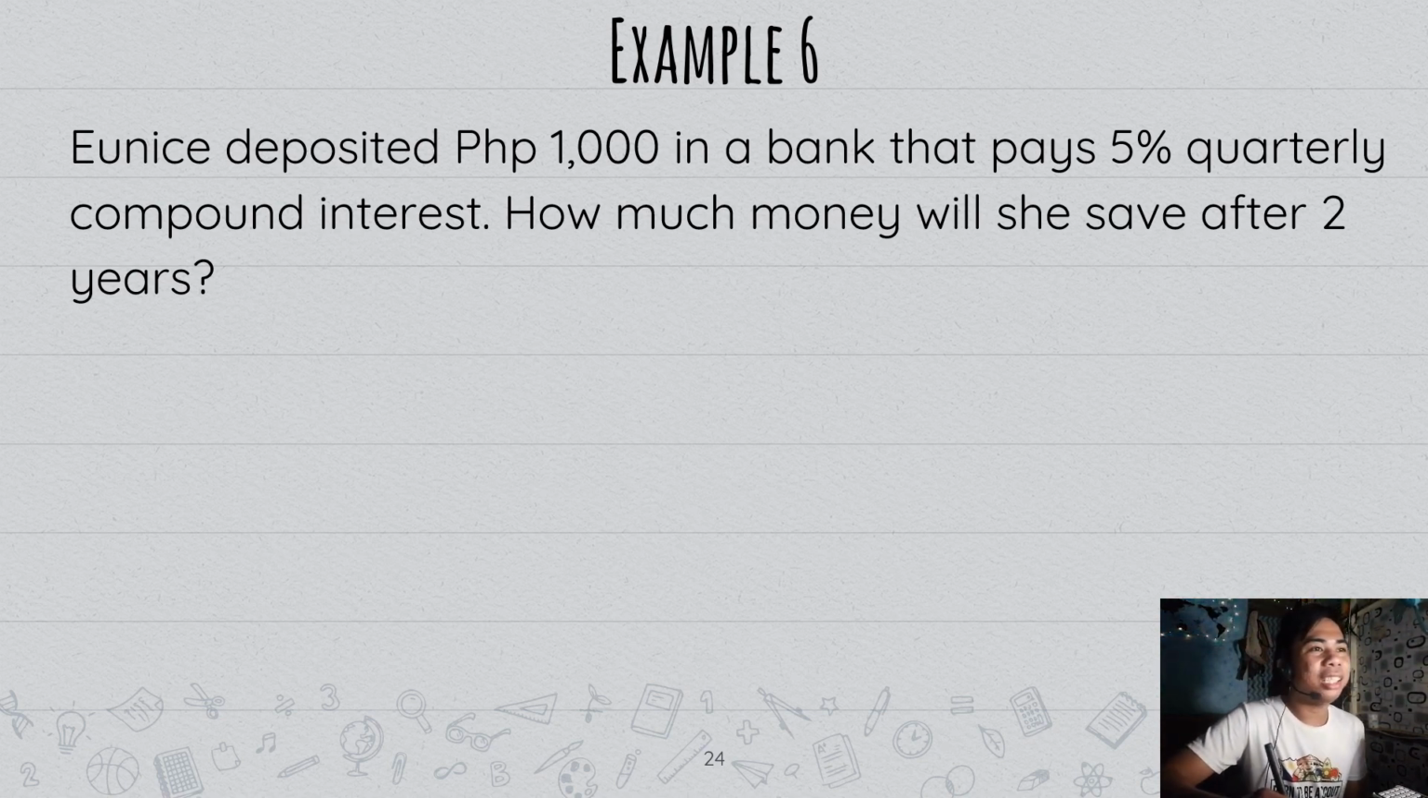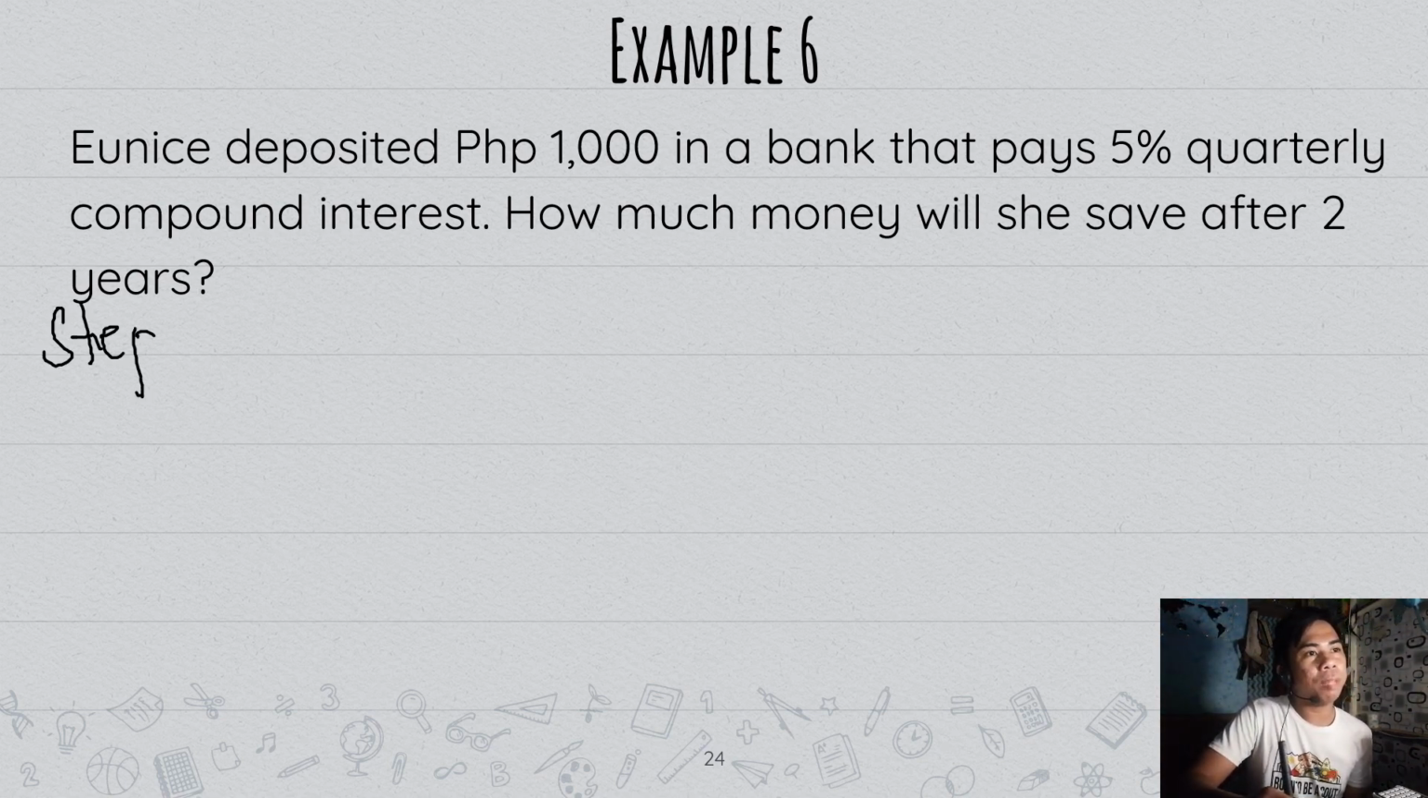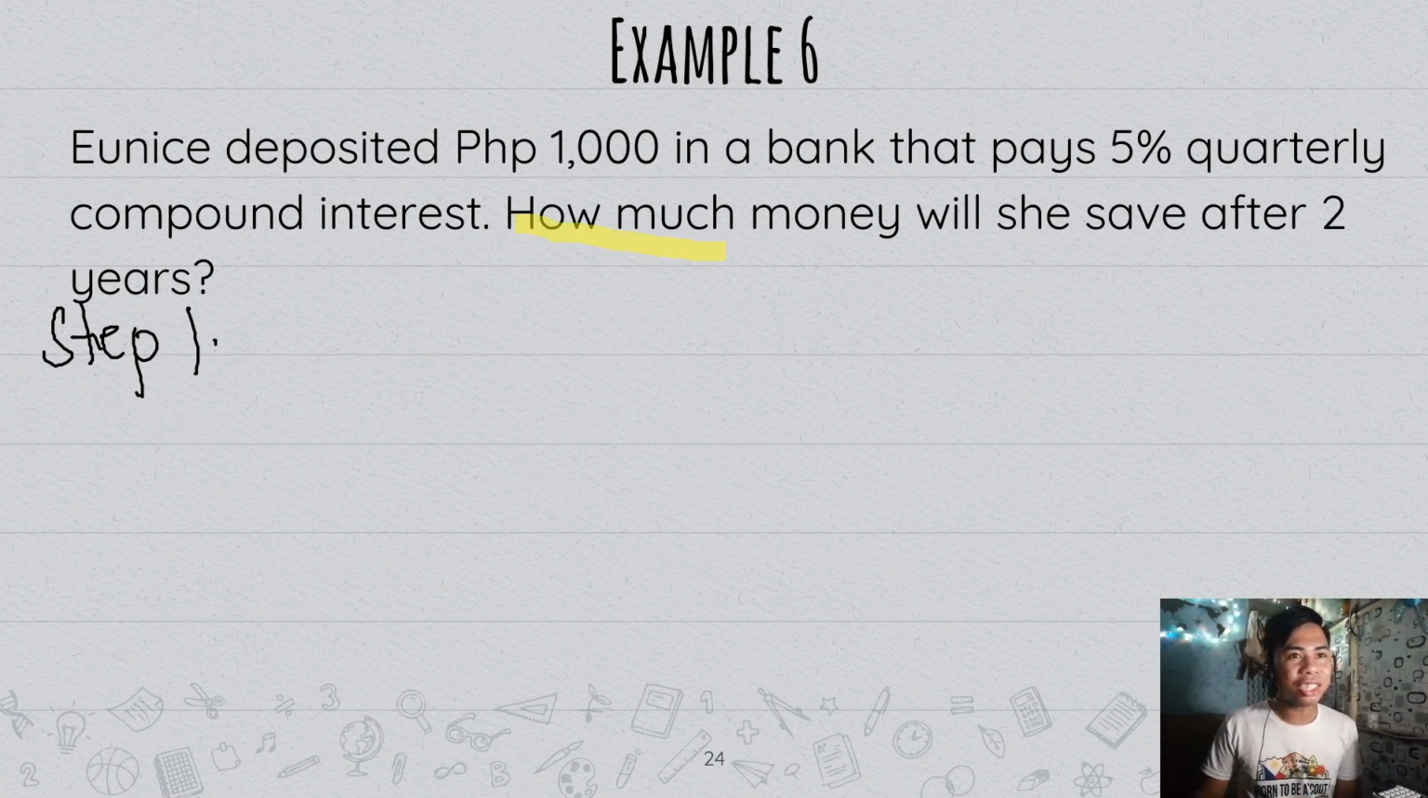So let's answer. Eunice deposited 1,000 pesos in a bank that pays 5% quarterly compound interest. How much money will she save after 2 years? So using Polya's 4-step rule of problem solving, we will answer the problem. Step 1 is the question: how much money will she save after 2 years? So that's the question.